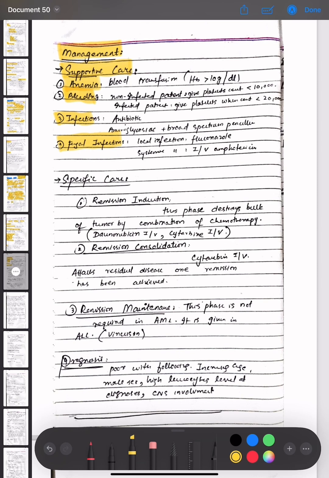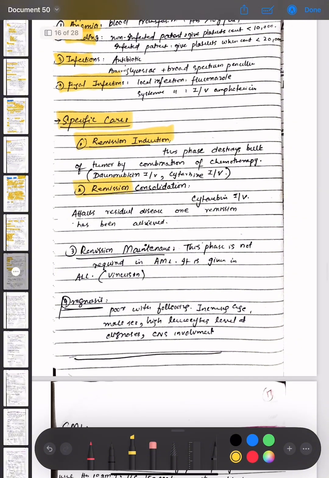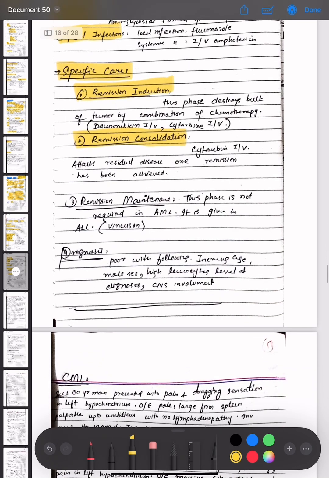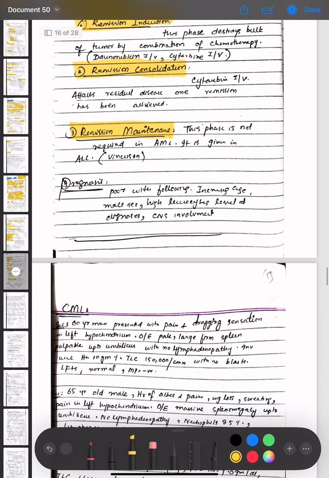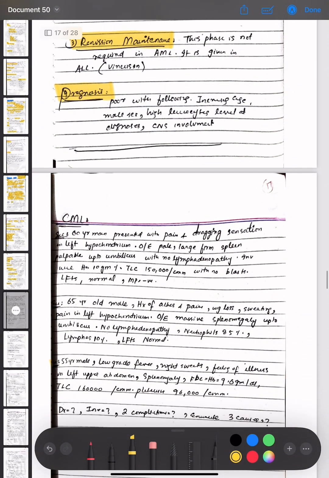The specific care for AML is remission induction, a phase that destroys the bulk of the tumor by a combination of chemotherapy, that is daunorubicin intravenous and cytarabine intravenous. Then remission consolidation, that is cytarabine intravenous, attacks residual disease once remission has been achieved. Then remission maintenance, this phase is not required in AML, it is given in ALL. The prognosis is poor with the following: increasing age, male sex, high leukocyte level at diagnosis, and CNS involvement.